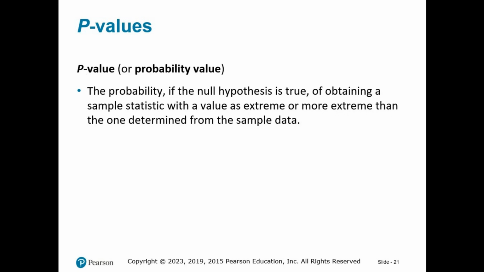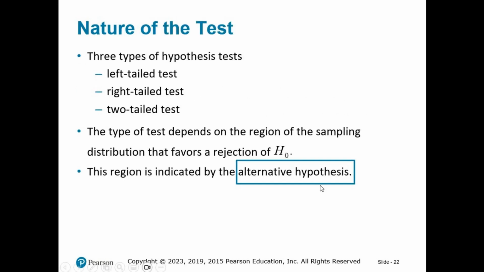The p-value of a hypothesis test depends on the nature of the test. There are three types of hypothesis tests: left-tailed, right-tailed, and two-tailed tests. The type of test depends on the region of the sampling distribution that favors a rejection of H0. This region is indicated by the alternative hypothesis. Since alternative hypothesis statements are strictly inequality symbols, that means the statement points to the area of the standard normal curve or the t-distribution that we should be testing. Let's look at different types of tests.